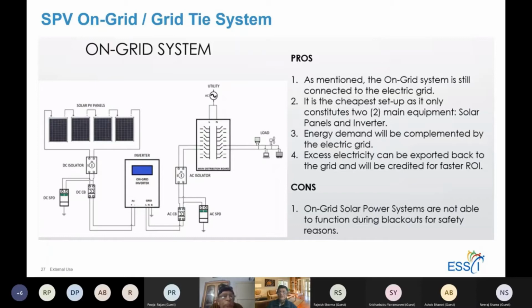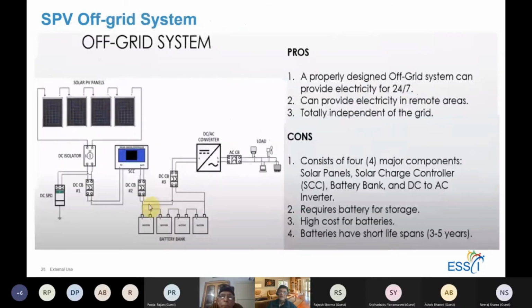Okay, it will not function during a blackout for safety reasons, because of what is known as the anti-islanding requirement of your on-grid system. It cannot be an island of power on its own into the grid, because that can create fatal implications in the grid. The off-grid system looks similar, but if you take a look at it, it's slightly different.